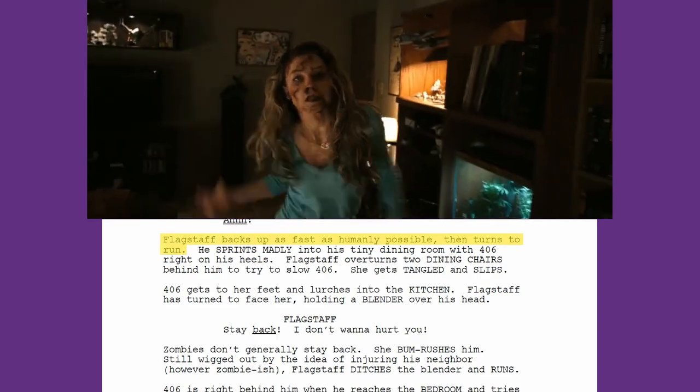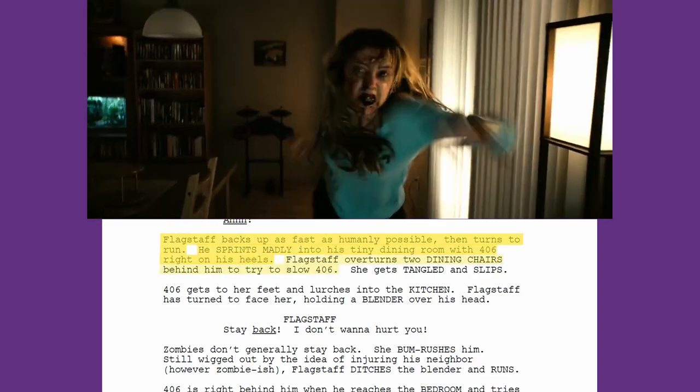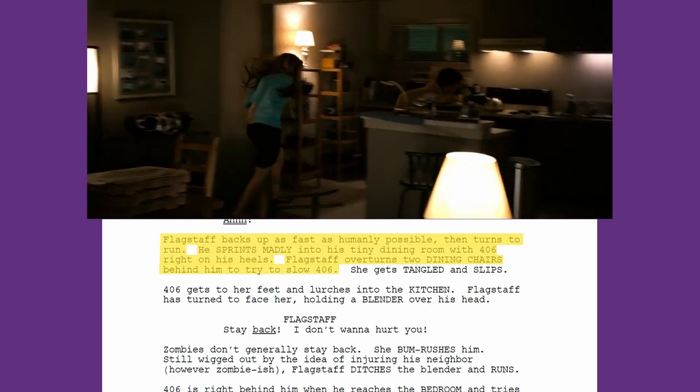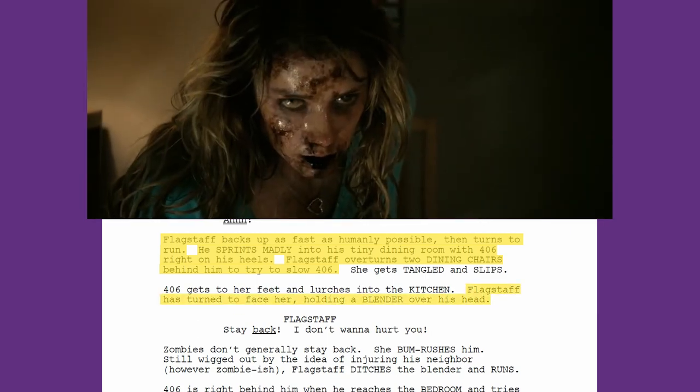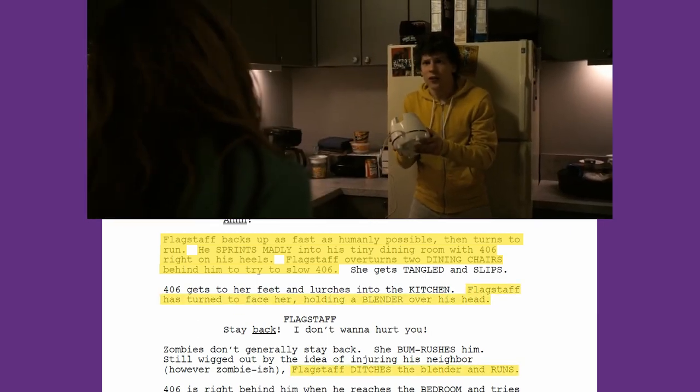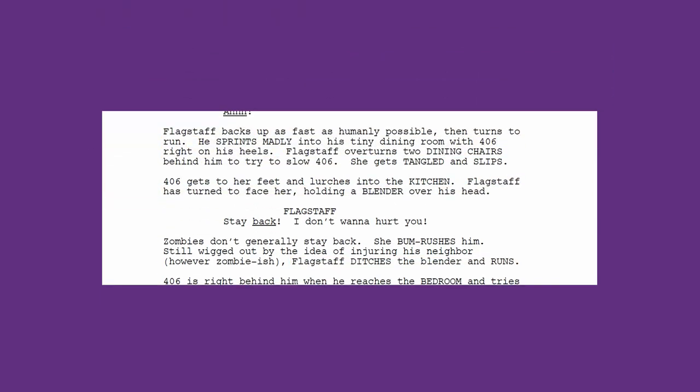Flagstaff backs away, then he sprints into the dining room, then he tries knocking furniture in 406's way, then he threatens her with a blender, then he drops it and runs. Like I said, one sentence equals one action. Of course, when I recount the action, it sounds kind of boring, but the deliberate pace of the action is supplemented by other techniques. Strong word choice, such as sprint madly and bum rushes, and comic description to break up the action. When we talk about commas later, we'll contrast this methodical breakdown of action with more hectic, flowing action.